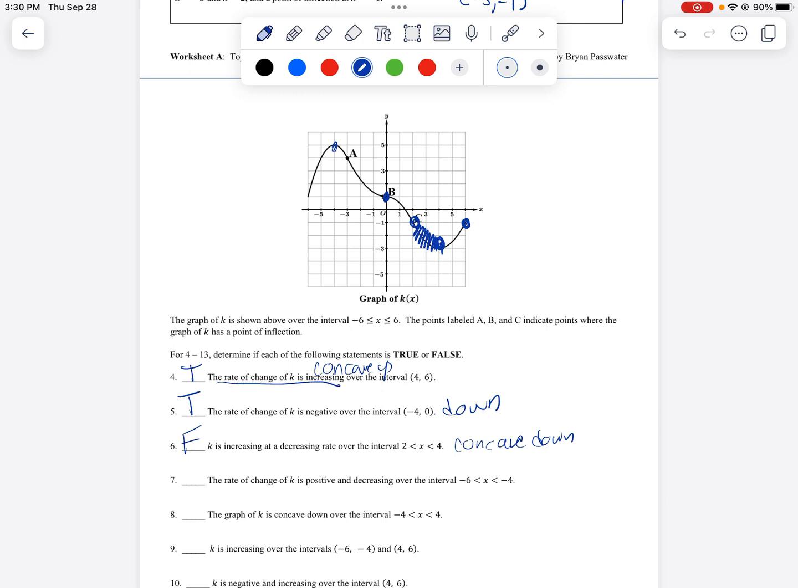The rate of change of k is positive and decreasing, from -6 to -4. The rate of change is positive, yes, at a decreasing rate. So is it slowing down? That would be true because it is concave down.